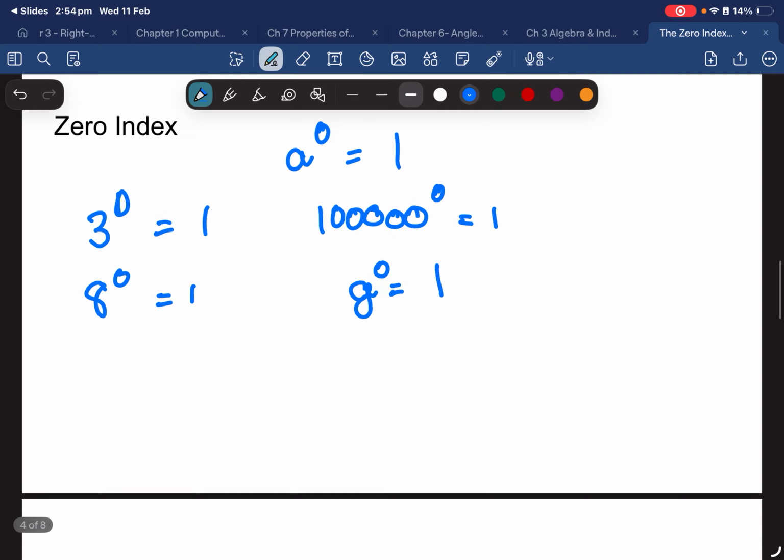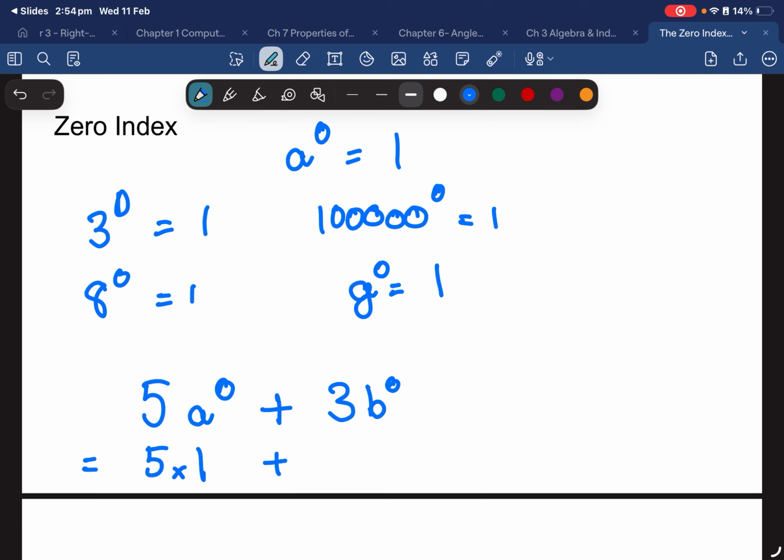Now, there is always a tricky one. We always got to keep our eye out for the tricky one. And with the tricky one in the zero index, it's when we do an addition or a subtraction or a multiplication. So if I said 5a to the power of 0 plus 3b to the power of 0, I would end up looking like a bit of a twit if I didn't do the multiplication separately. 5 lots of a to the power of 0 is 5 times 1 plus 3 lots of b to the power of 0, which is also 1. So I actually get out with an answer of 8. Now, 8's a really nice number. I like 8.